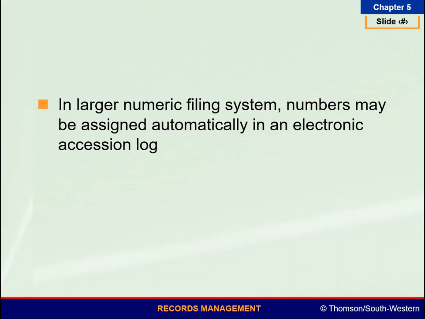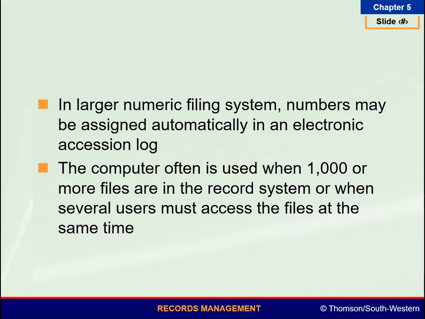And some of the clinics use the manual one. So again, you need to also give your last 4-digit number, and then they will find or retrieve your card register in that clinic manually. So the computer often is used when 1,000 or more files are in the record system, or when several users may access the file at the same time. Again, I repeat, when you have a lot of records, you may use the computer compared to manually.